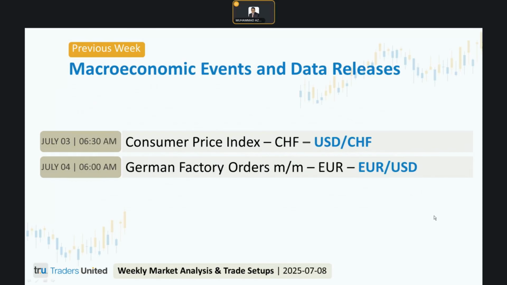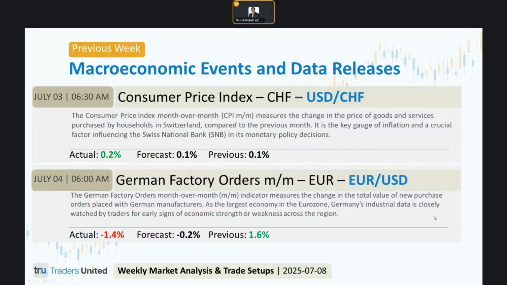Okay, what is the Consumer Price Index, also known as CPI? The Consumer Price Index, or CPI, measures the change in the price of goods and services purchased by households in Switzerland compared to the previous month. As a key inflation metric, it is closely monitored by the Swiss National Bank, also known as SNB, in shaping monetary policy. Typically, a higher than expected CPI suggests rising inflation and increases the likelihood of tighter policy, supporting the Swiss franc, also known as CHF.